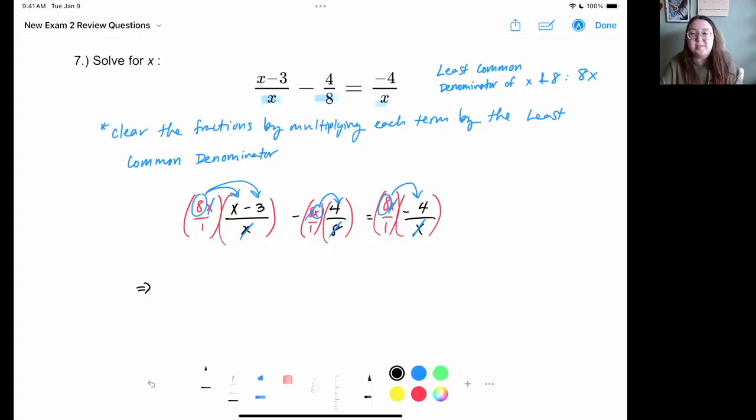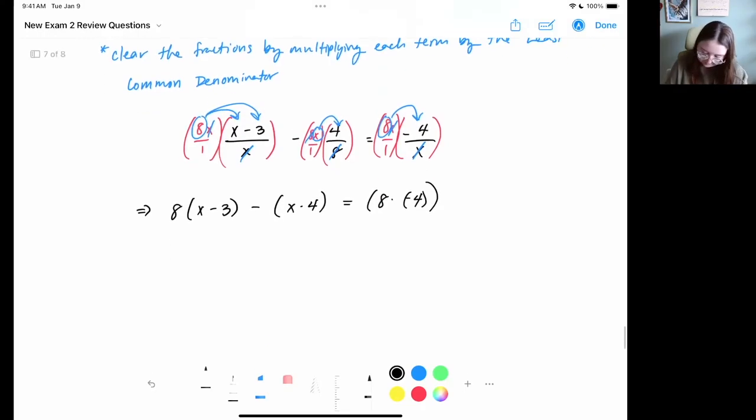In our denominators, either things have been canceled or you have ones that are left over, so those will all simplify down. You don't need the ones anymore. So we're going to have 8 times (x minus 3) minus x times 4, which will be 4x, is equal to 8 times negative 4. And now we have a much simpler type of problem, which we can go ahead and solve. So we have 8x minus 8 times 3 is 24. X times 4 is 4x. And 8 times negative 4 is negative 32.